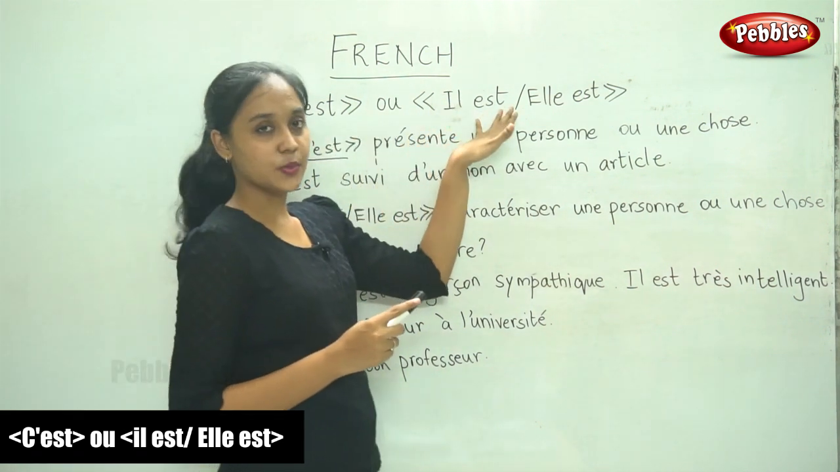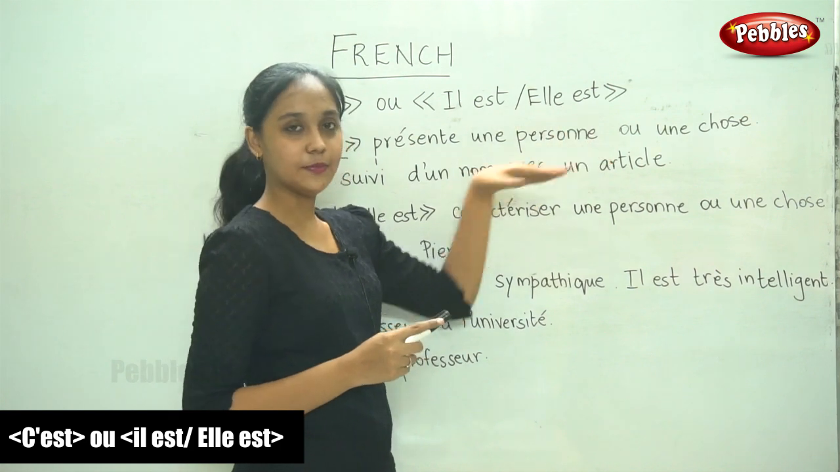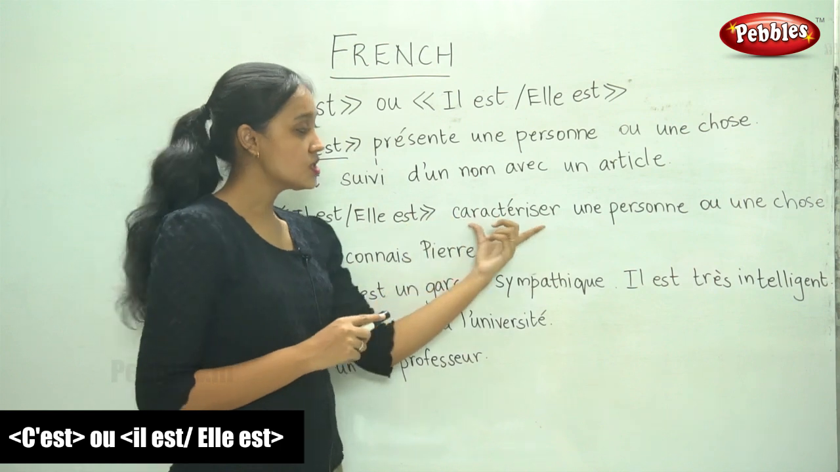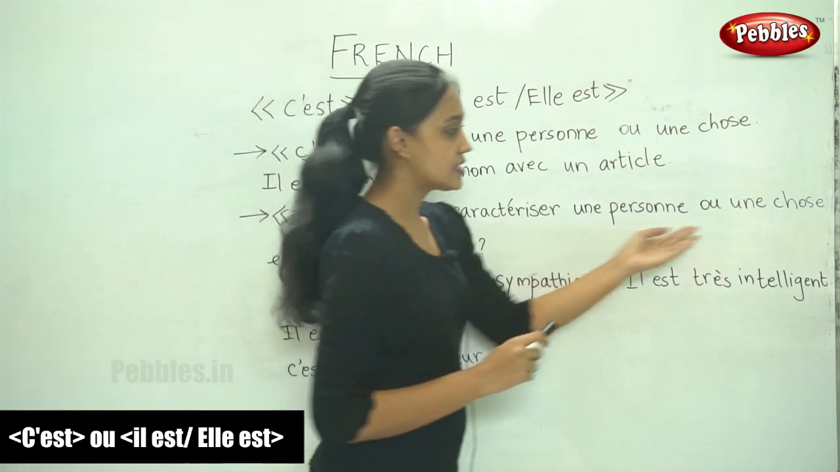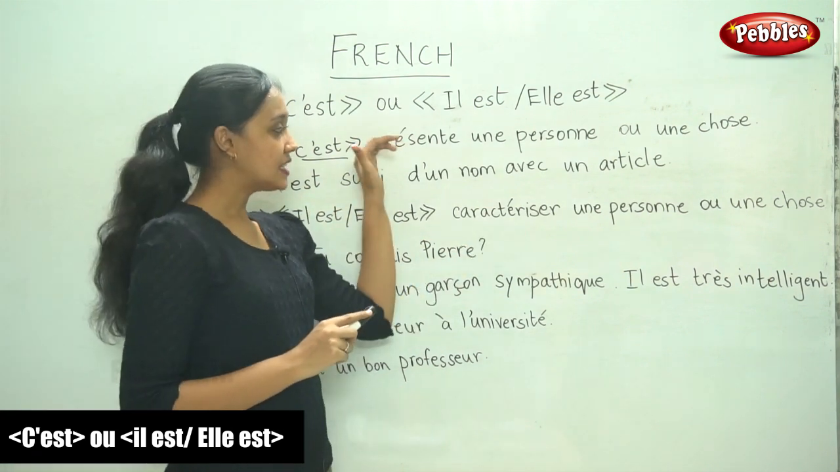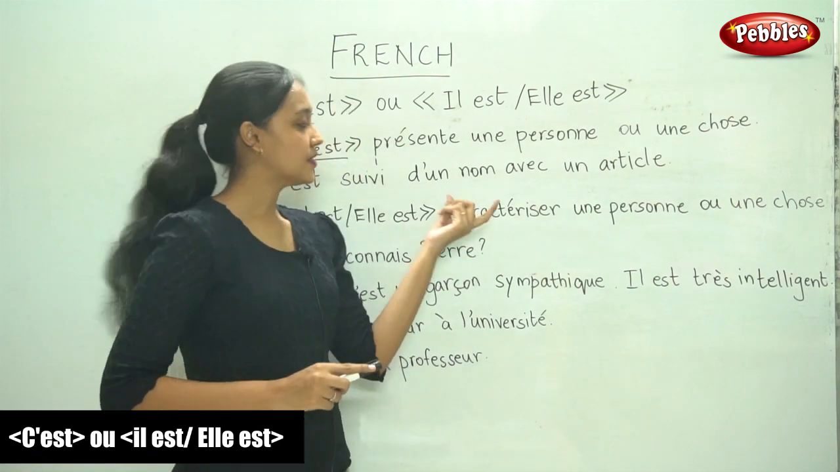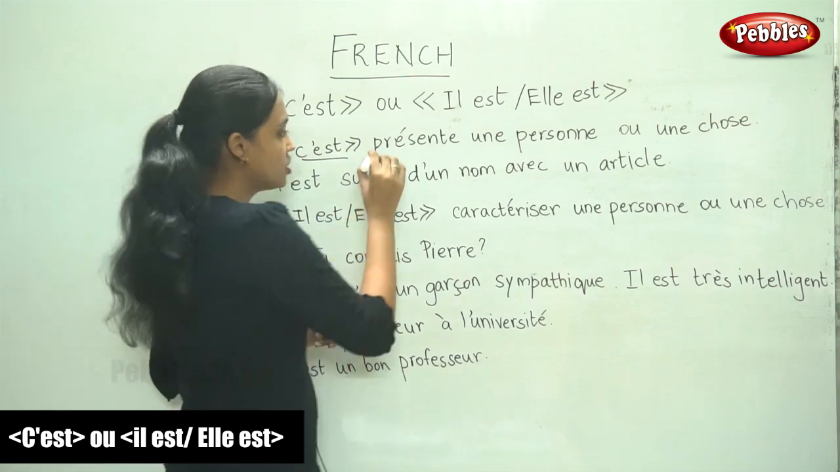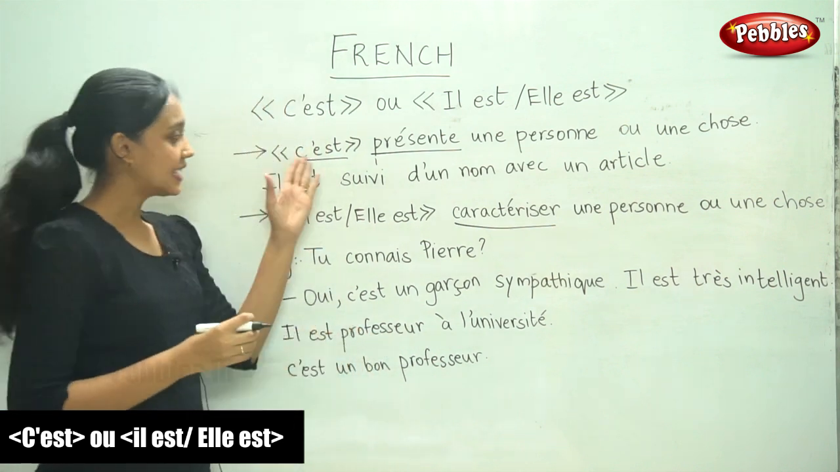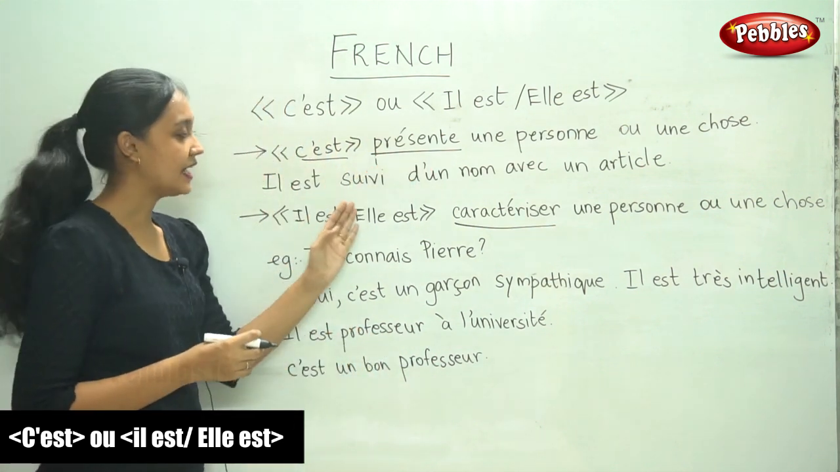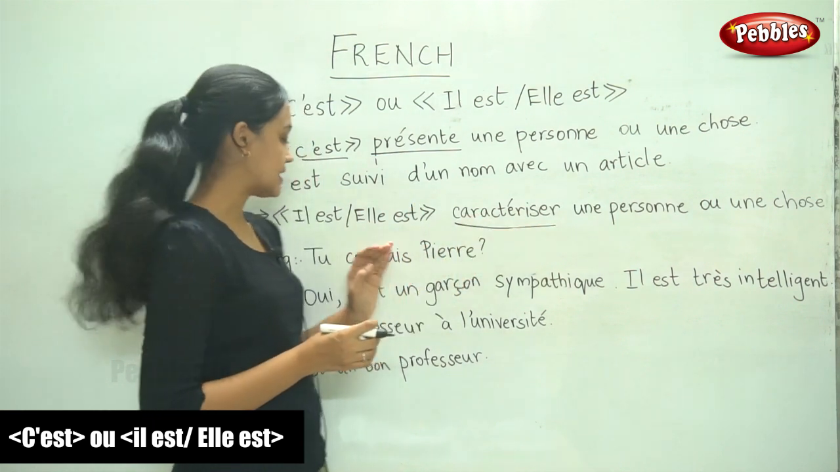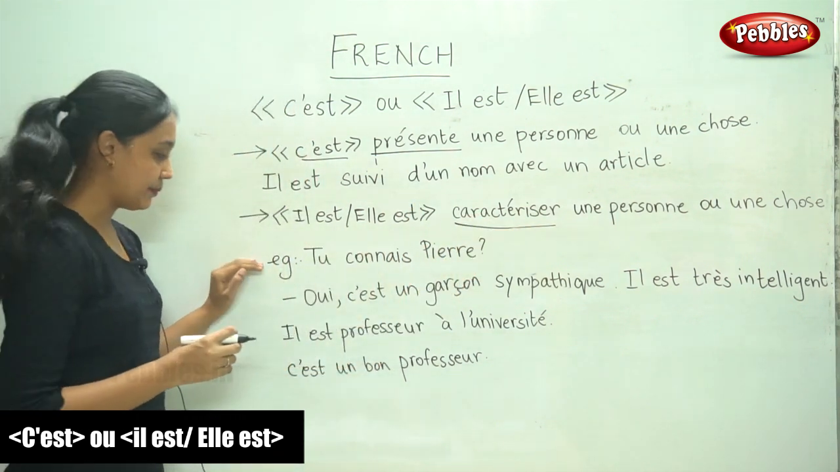Moving on to the next one, il est or elle est. So when do we use il est or elle est? This is used to characterize a person or a place. This is for characterization. This is to present. This is to characterize. So these two are the words you need to remember. C'est is used to present and il est or elle est is used to characterize. So let us see this example.